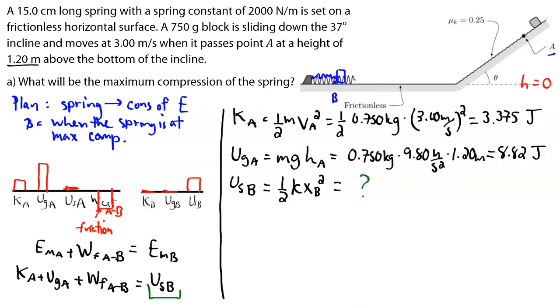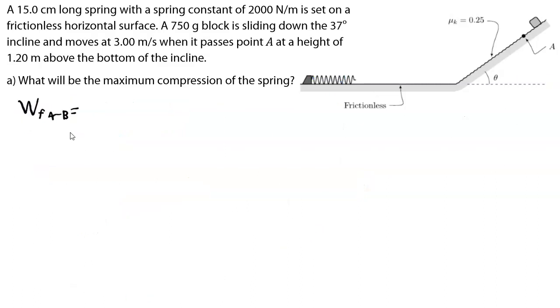And the last piece that is missing is really the work done by friction while the block is traveling from A to B. And this we can actually figure out, but it's a little bit more complicated, so let me just change slide before we do so. The work done by friction when it's going from A to B actually is just for the part while the block is moving down the incline, because afterwards we know it's frictionless.